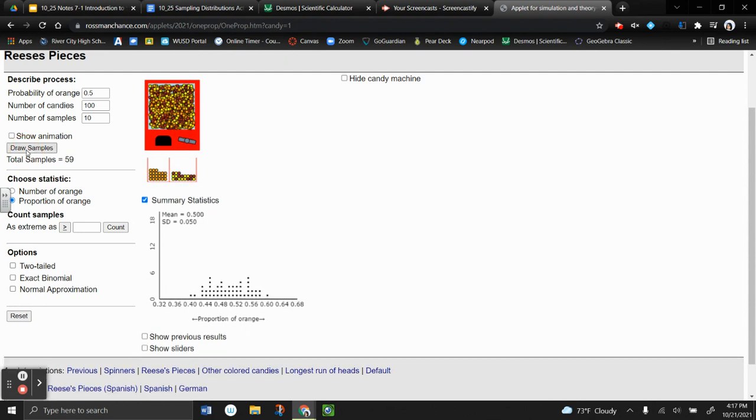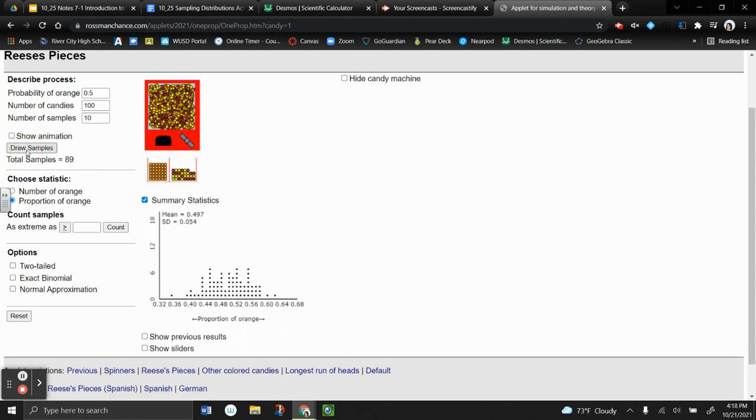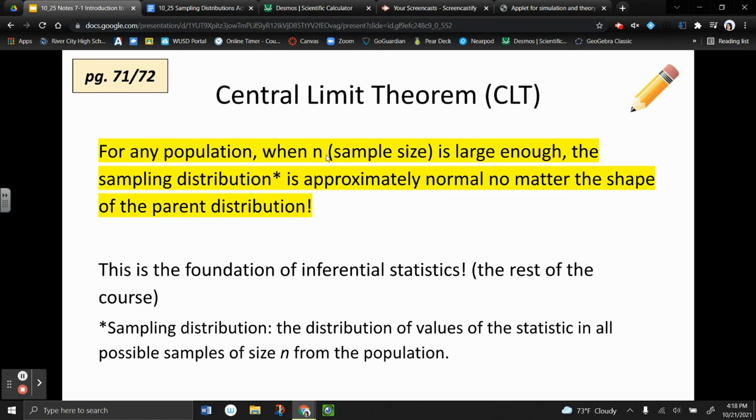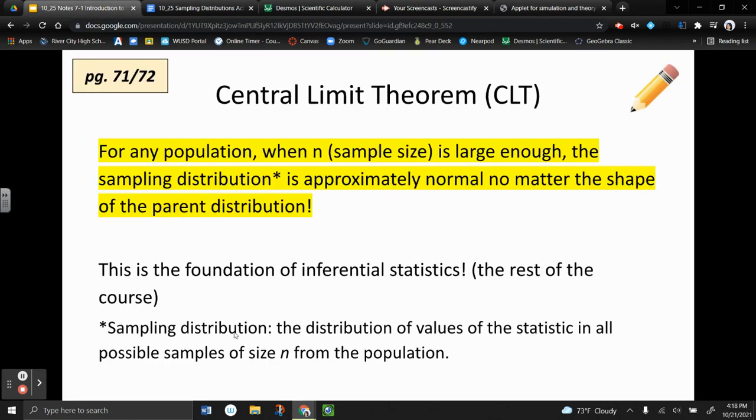So no matter what our parent population looks like, if we keep taking samples of a certain size and make a sampling distribution, that distribution is going to be approximately normal. So for any population, when n is large enough, the sampling distribution is approximately normal, no matter the shape of the parent distribution. The larger our sample, so if instead we took samples of 1,000, it would look even more normal. If we took samples of 5, it's going to be kind of all over the place. But if our sample size is large enough, the distribution is going to be approximately normal, no matter the shape of the parent distribution.